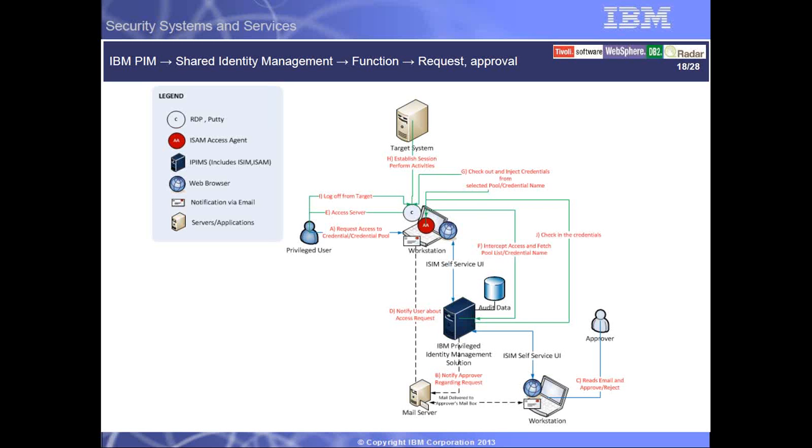So now the user can go in, do his activities, complete it, close the session. The moment he closes the session, the credentials are again checked in to the server. The moment credentials are checked in, the access agent does that on behalf of the user. It checks in the credentials back to the server. The moment it happens, the password for that privileged ID is changed automatically. That's the flow.